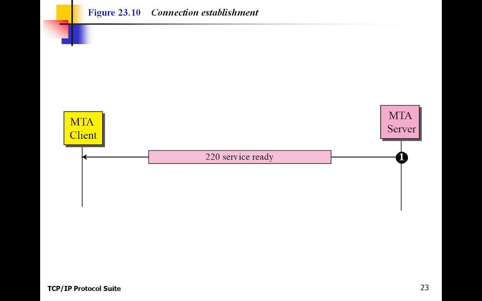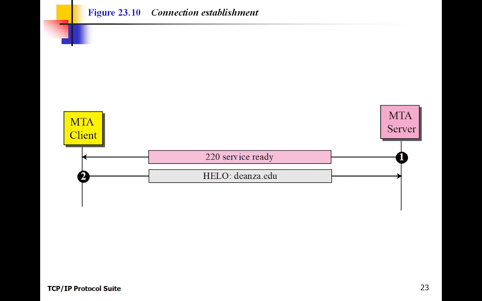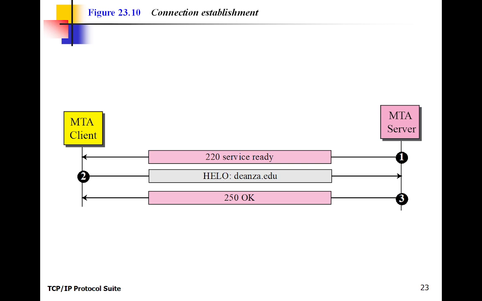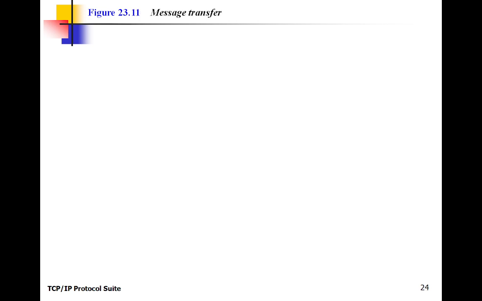And here the MTA server will send the 220 service ready response. After that, the hello message will be shared. Then the MTA server will provide the 250 OK message. So likewise, the connection is initiated, then the data transmission takes place, and after that the connection termination happens.